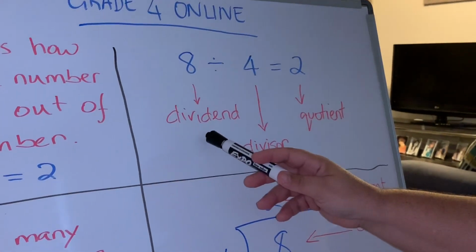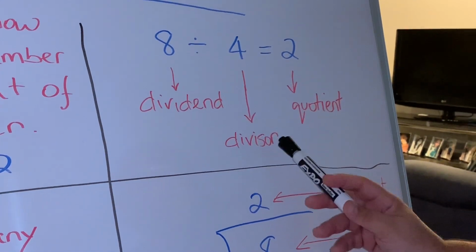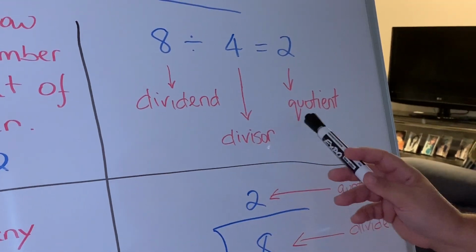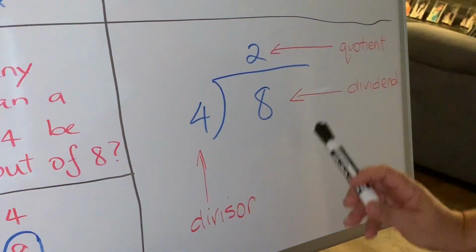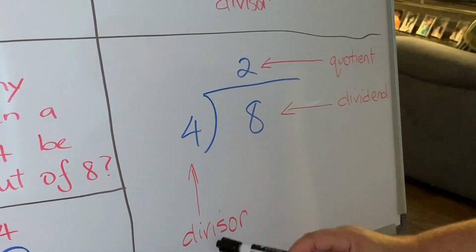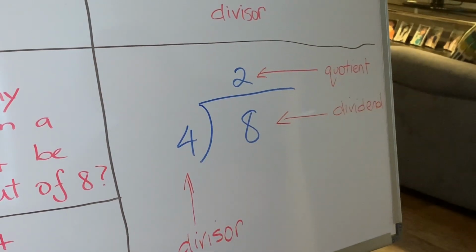Now we also have learned what we call the elements in a division equation. The number that is being divided is called the dividend. The number that is doing the dividing is called the divisor, and the answer we get is the quotient. When we set it up in the form like a symbol like this is the divisor, this is the dividend, and this is the quotient.